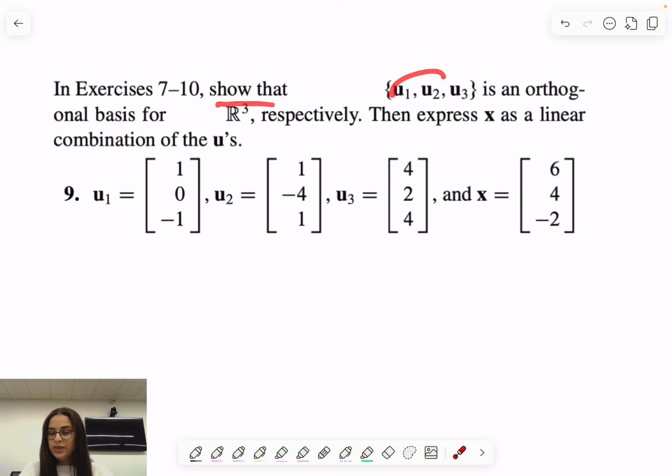We're told to show that this set of vectors is an orthogonal basis for R3, so the three-dimensional space of all real numbers, aka the 3D world. Let's first focus on the first part, which is to show that this set of vectors is an orthogonal basis.